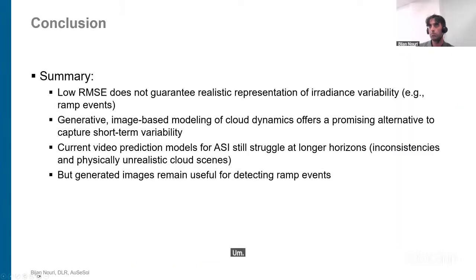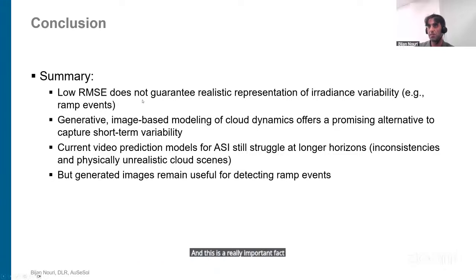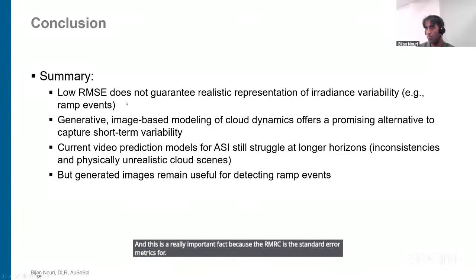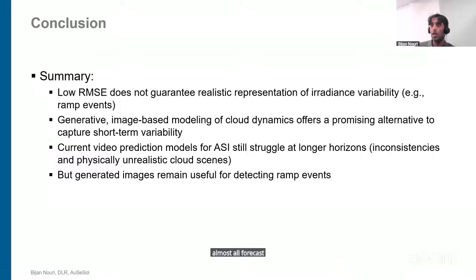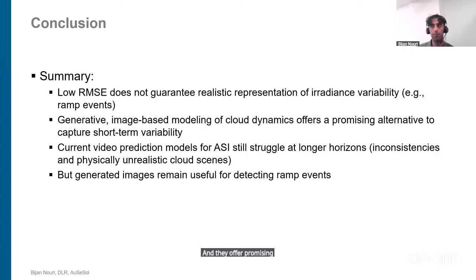So to conclude, low RMSE does not guarantee realistic representations of the irradiance. And this is really an important fact because the RMSE is the standard error metric for almost all forecast applications. Then we have seen that these generative models, which are quite capable in modeling cloud dynamics, offer a promising alternative to capture short-term variabilities.